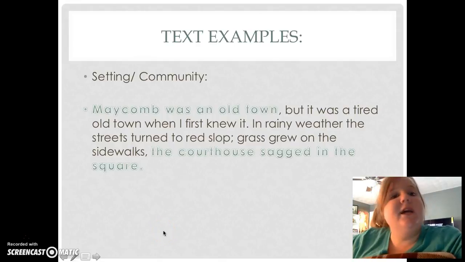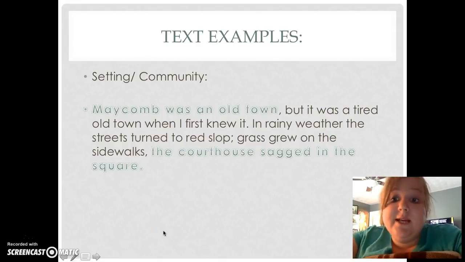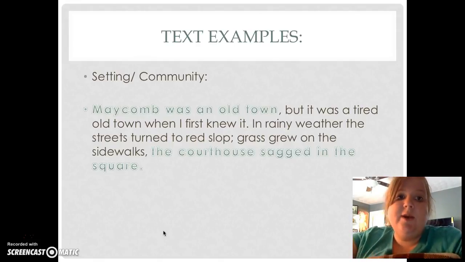The last thing we're going to take a look at is setting and community. Usually in the exposition of the story, which is at the very beginning, setting and the characters are introduced. So as you can see, we can really have a picture in our mind of what these things look like, what the town looks like, what the people are like in the town. All different towns have different customs.